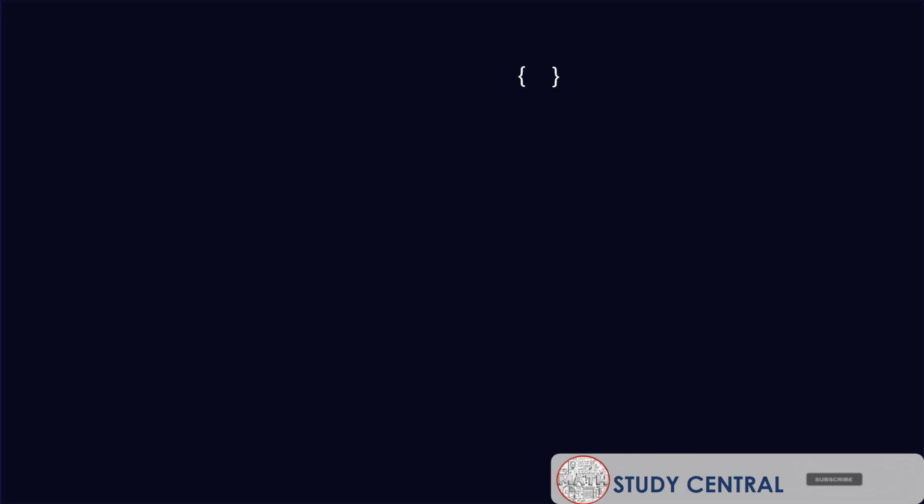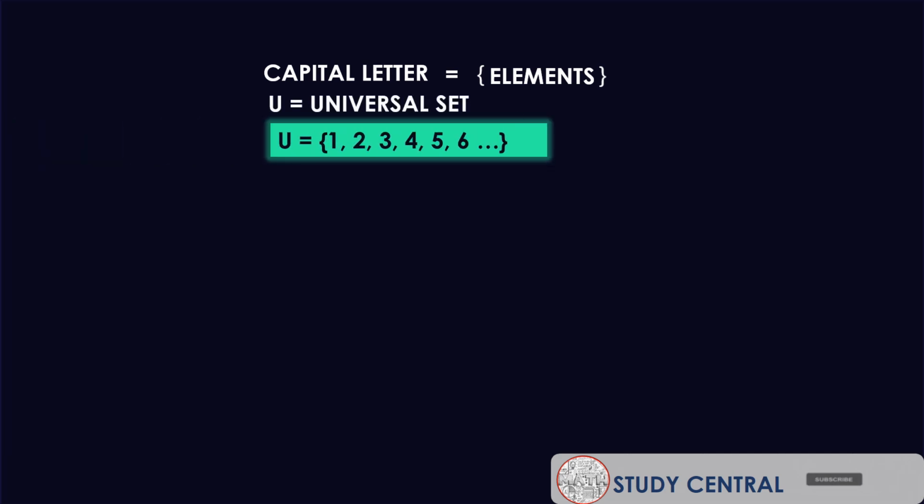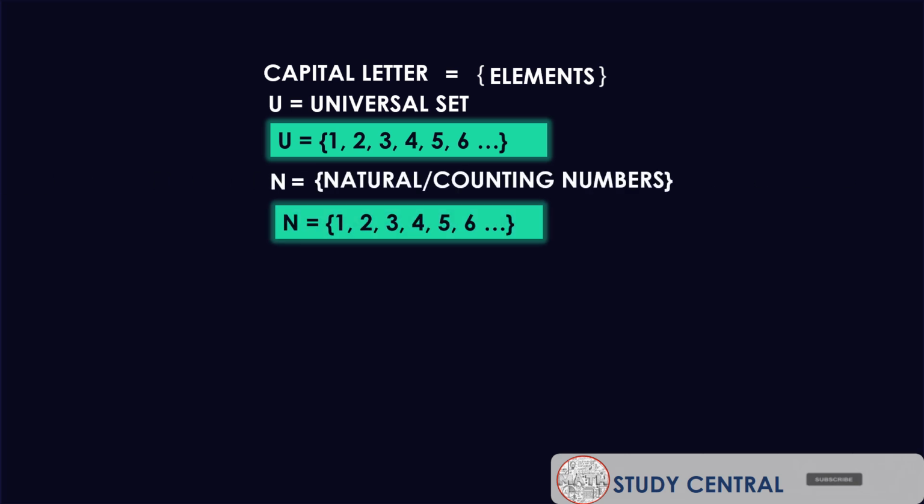The objects in the curly brackets are the elements of the set. Sets are named using capital letters. Some selected letters are used to name some special sets. For instance, U represents a universal set. To represent a set of natural or counting numbers, the letter N is used.